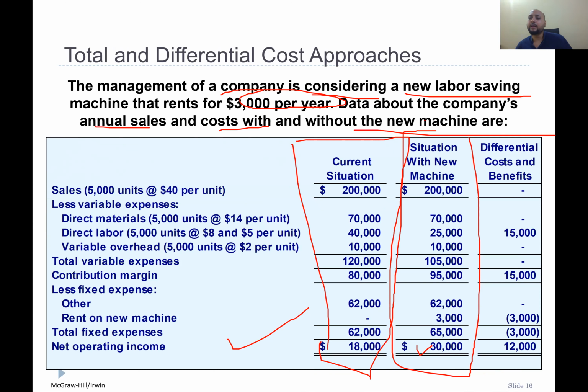Let's talk about it in terms of relevant or irrelevant costs. Those costs which are unavoidable, we remove, as irrelevant costs. So if you see the differential cost here, sales are not increased. Whether you purchase this machinery or not, sales are the same. So that's why 0 here. Your direct material is the same, 0 here. You will be saving this direct labor cost. How much?